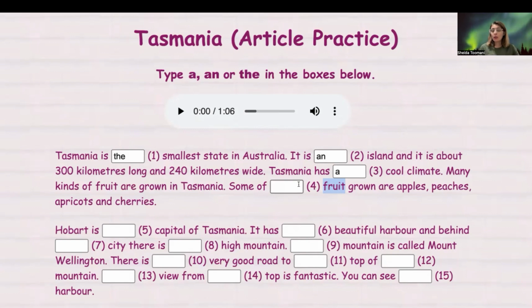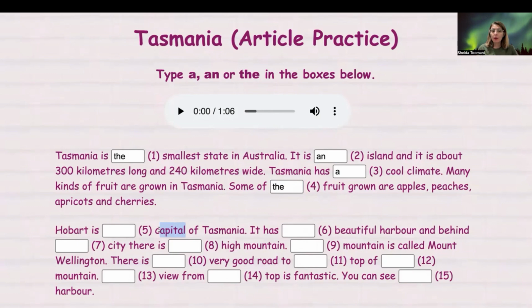Because in the previous sentence here, we have got familiar with this fruit, so here we need the: some of the fruit. As you can see, if we mention something, the second time that we mention it, it is familiar, it is known for both parties, listener and speaker, reader and writer. So we need the. Hobart is capital of Tasmania.